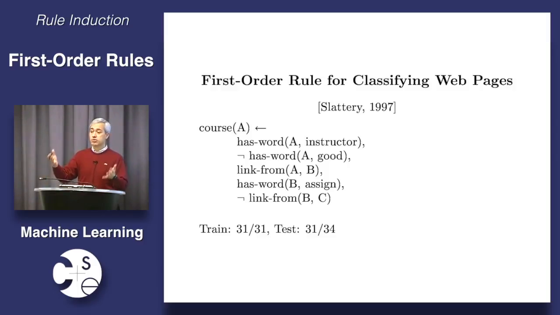The web pages for courses contain links to pages that contain the word assignment because they are assignments. In fact, the web page of this very class is a positive example of this rule. We really contrived it to make that happen, but hey, we have that positive example, right? It does contain the word instructor, it does not contain the word good, and it contains a link to a page that says assignment. Right?